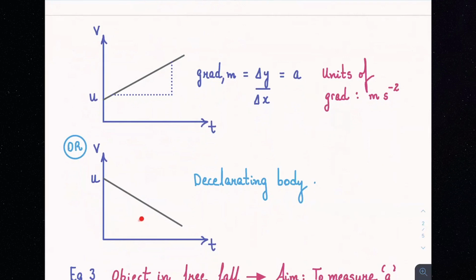Notice that the line has a negative gradient, negative acceleration for deceleration. In both graphs, note that the y-intercept is equivalent to the initial velocity u.